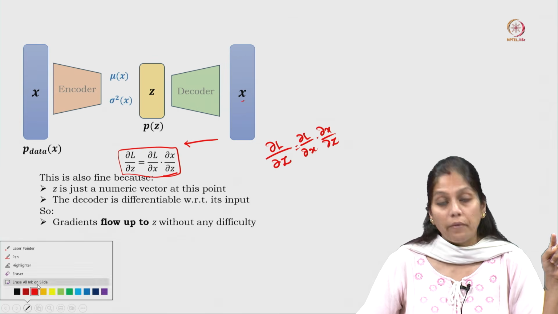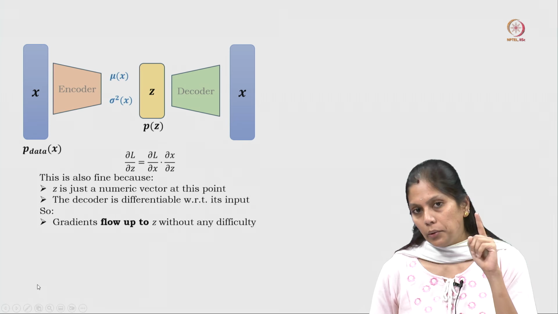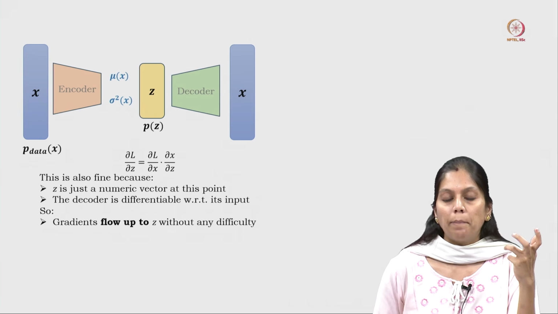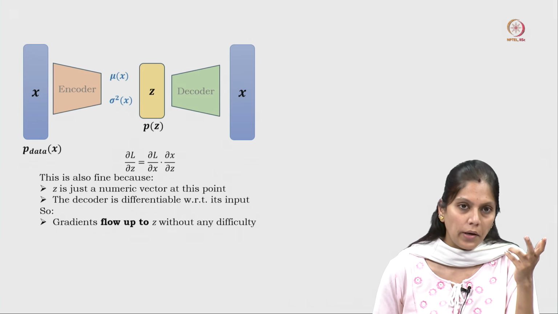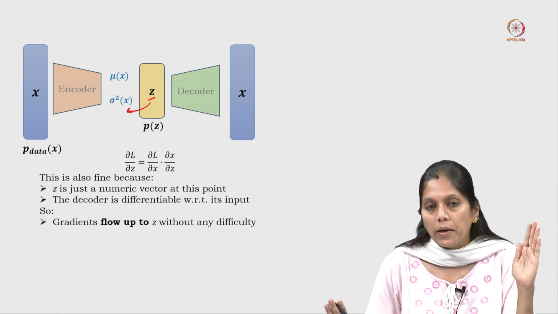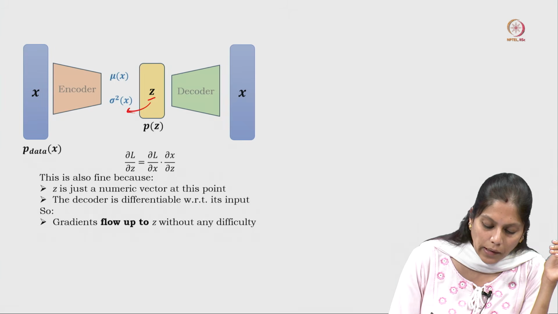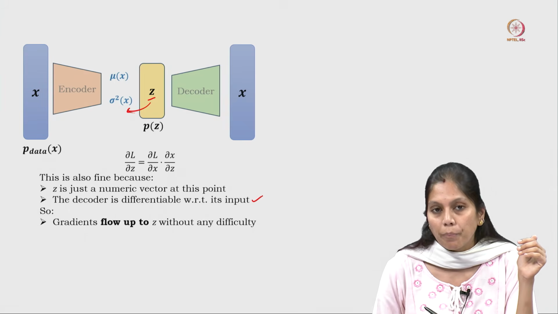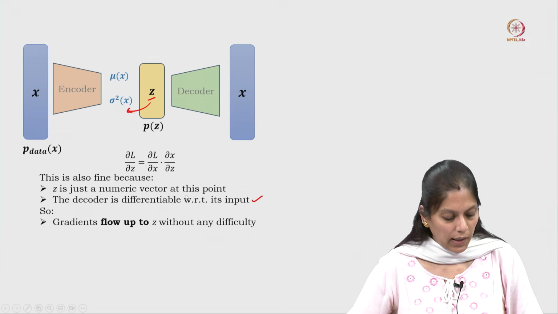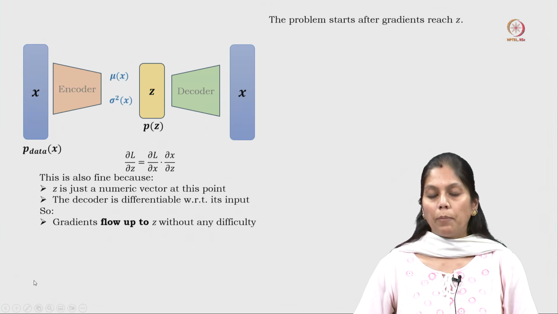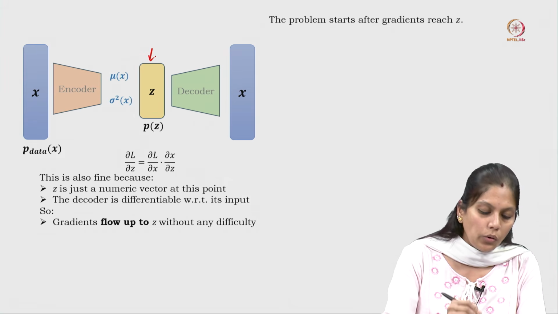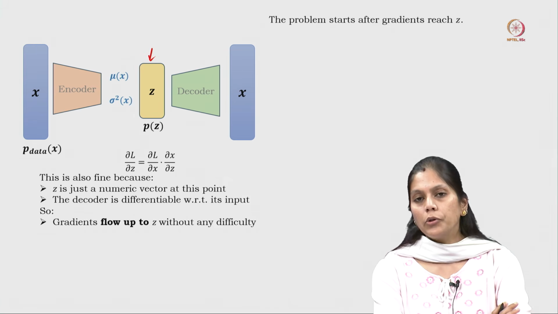Now, why have we written it like this? When you look into this, Z is just a numerical vector, right? Once Z is sampled from that mu and variance, Z is just a vector. Which means the decoder is differentiable with respect to its input. Therefore, the gradients flow even here as well. Now, where exactly is the problem? Look at this. The problem starts when the gradient actually reaches Z. The gradient has reached this particular point Z, so the problem starts here.